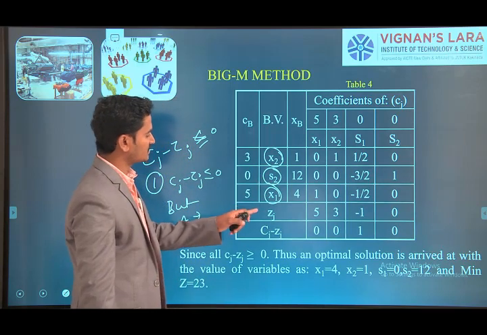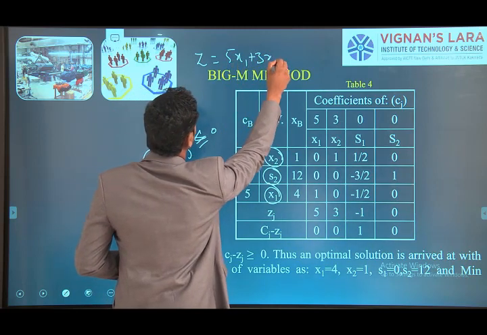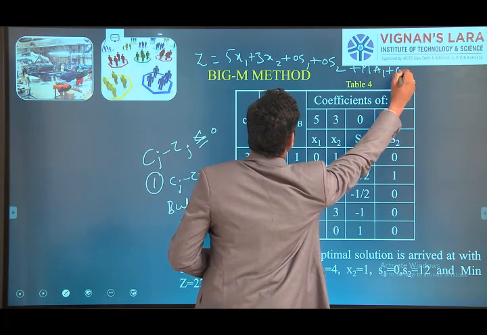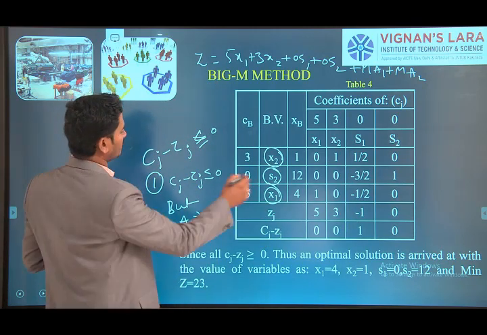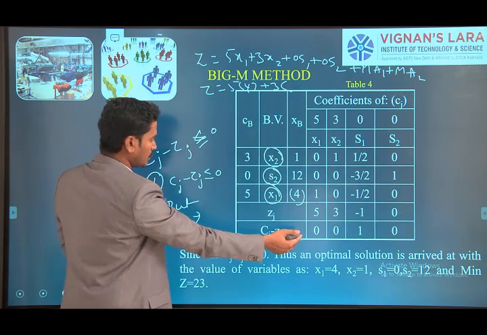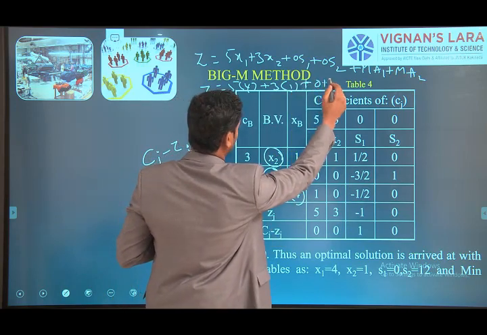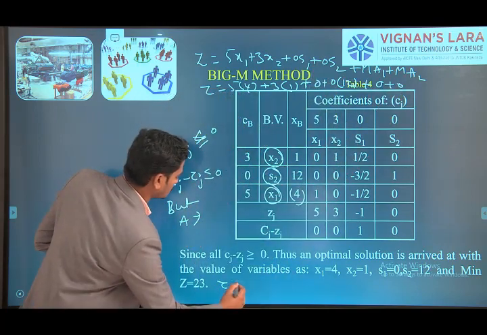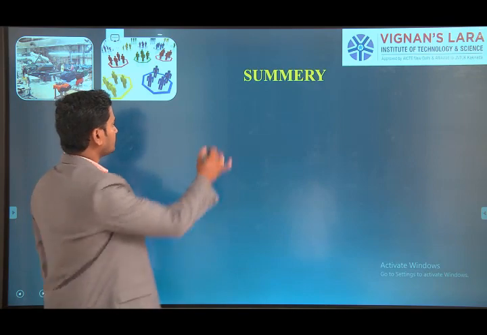Here we have x2, s2, and x1. What is the objective function? Our objective function is 5x1 plus 3x2 plus 0s1 plus 0s2 plus Ma1 plus Ma2. From this we find the optimal value. We know the x1 value: x1 is equal to 4, so 5 times 4. What is the x2 value? x2 is 1. We don't have s1, so simply we take 0, and s2 is 0 times 12. Then a1 and a2 are not there, so we take 0 and 0. Finally we get Z equal to 23. This is the minimum value. The solution has arrived.